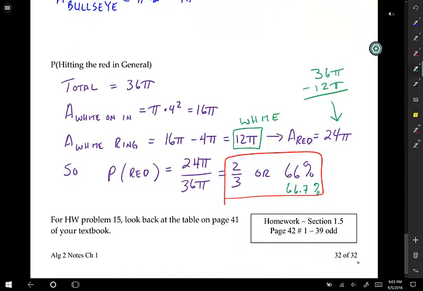All right. I chose homework for this weekend that we're going to work on 1 through 39, but please be aware of the fact that on number 15, you're going to have to look back at page 41 for a table that's shown there as we work through this. I hope this has been clear. Let's go back through and review.